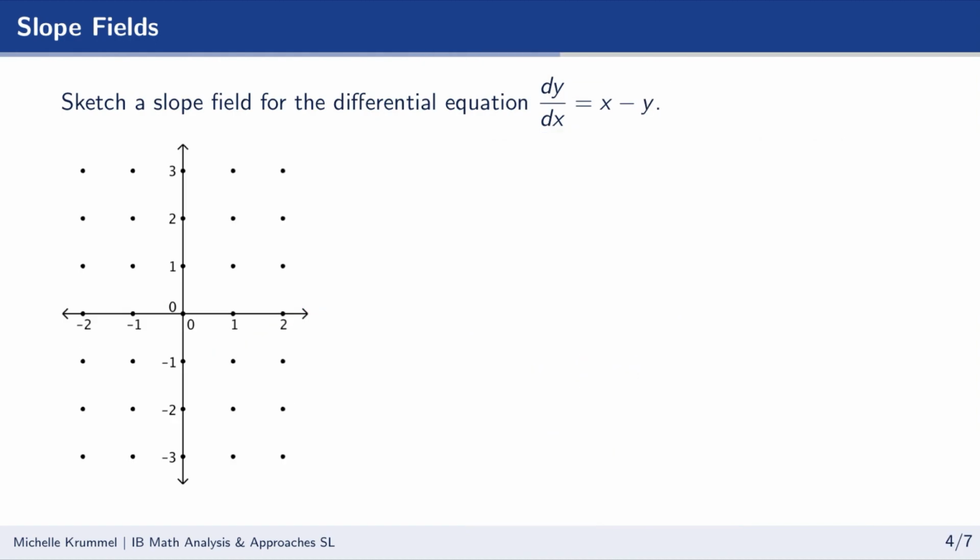For our next example, we want to sketch the slope field for dy/dx equals x minus y. This is one that we're not going to be able to solve using separation of variables, so we can't really check our graph in the end. We'll just do the best we can.